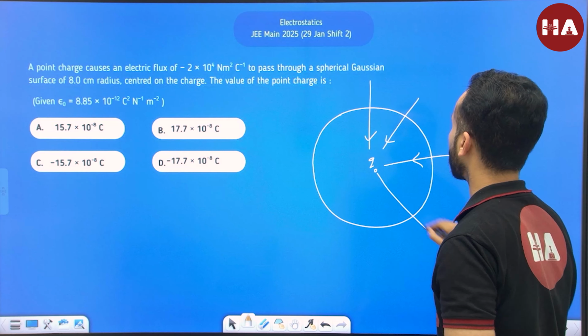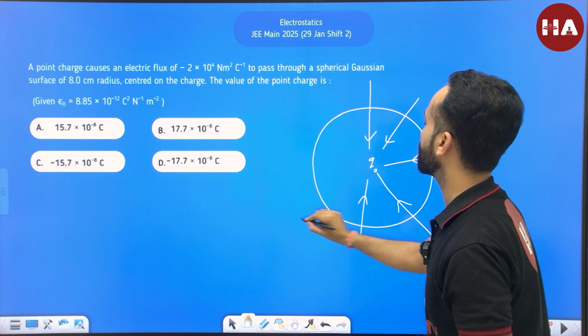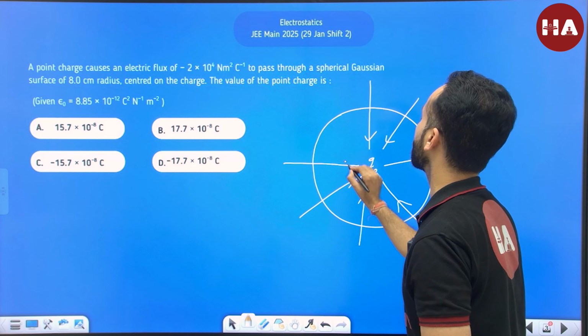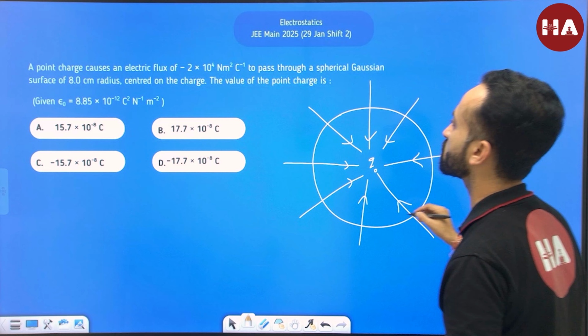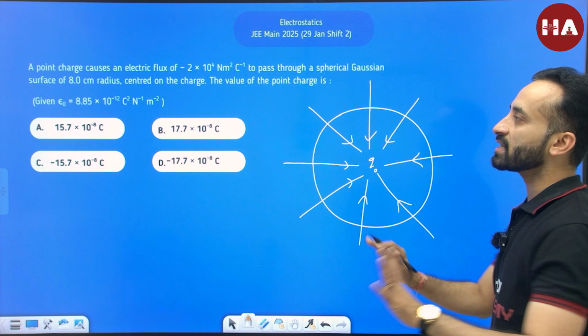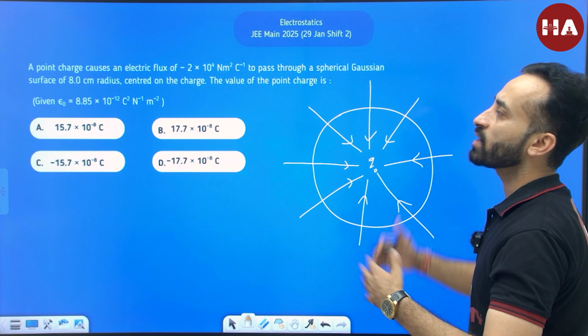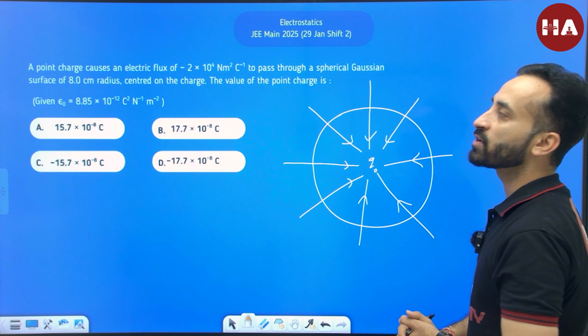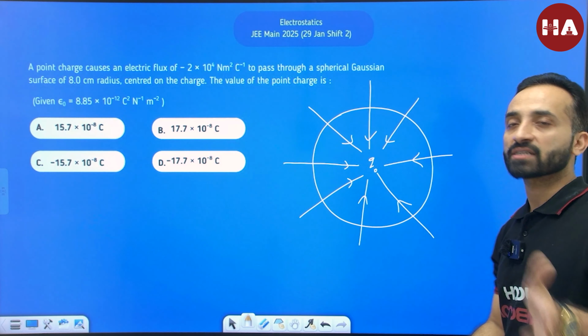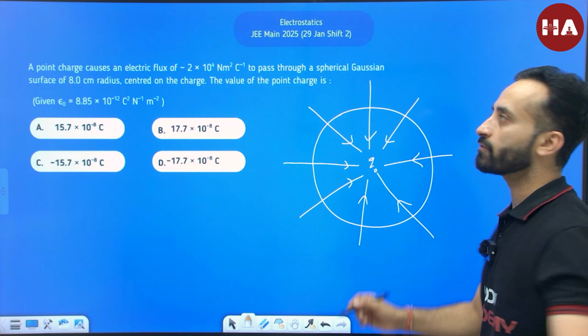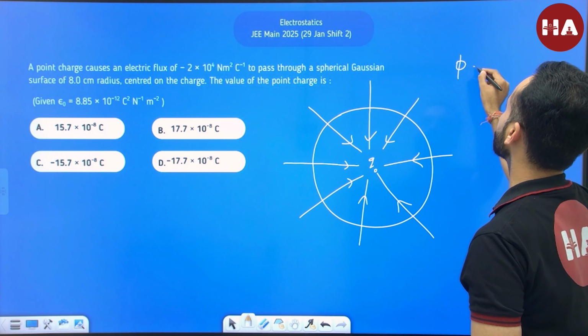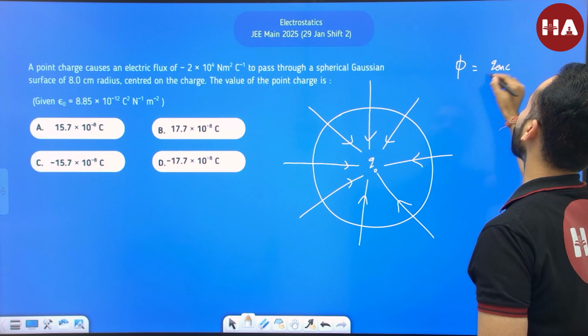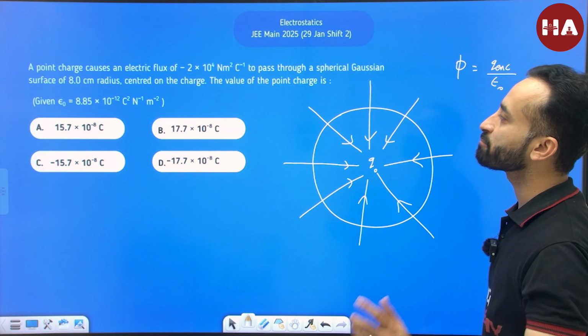So students, I hope you know this, that if it is a negative flux, that means the field lines are entering into the surface, and this radius is just given to us to confuse us, because we don't need the radius to calculate the flux. If we have the charge and it's a closed surface, we will straight away write Gauss theorem that it is equal to the net charge enclosed divided by epsilon naught.